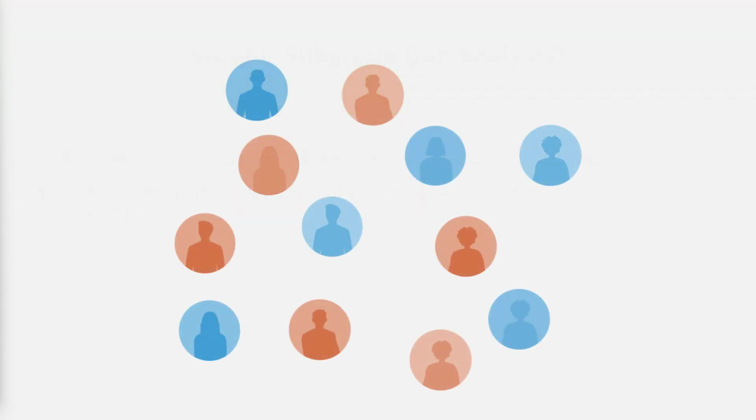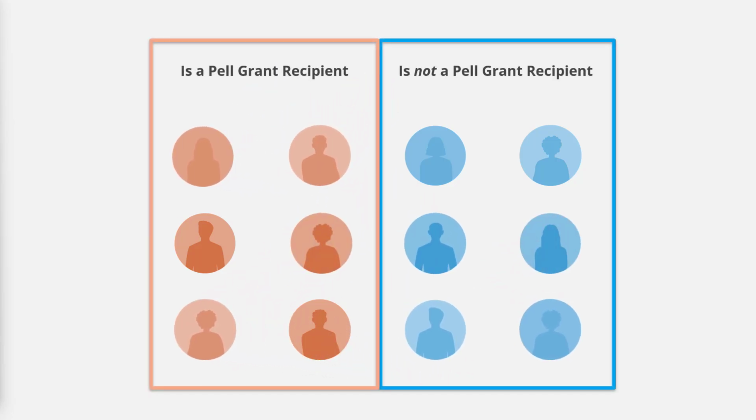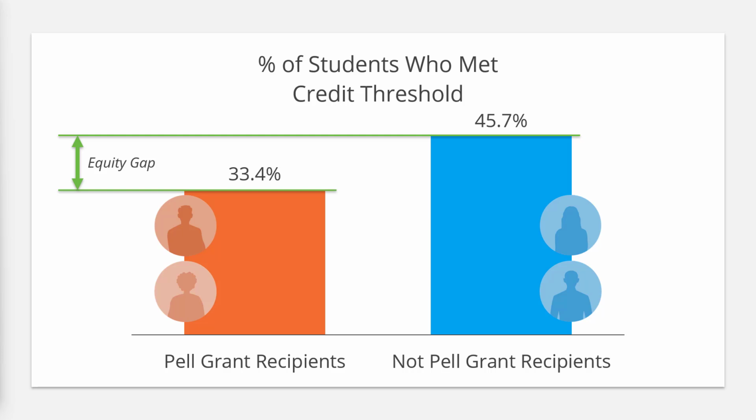What do we mean by achievement gap? Let's say this represents our student cohort, and we want to know if there is a difference in the percentage of students with Pell Grants that met the credit threshold compared to the percentage of students without a Pell Grant who met the credit threshold. We perform that calculation and find that 33.4% of first-year students with Pell Grants met the credit threshold, while 45.7% of first-year students without a Pell Grant met the threshold. The difference in outcomes is called an equity gap. In this case, the difference is 12 percentage points.